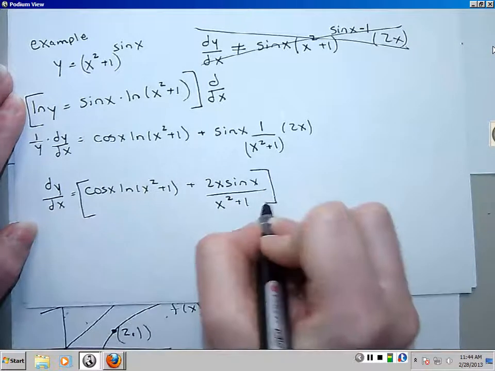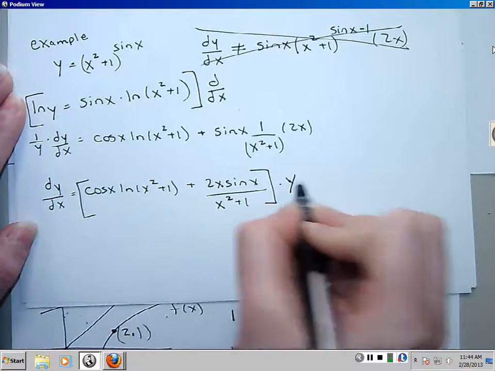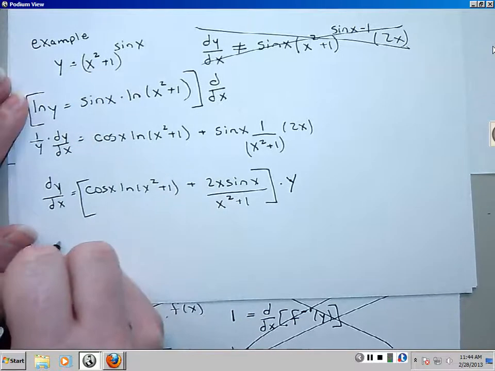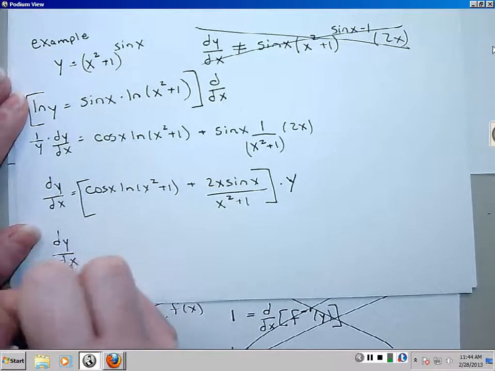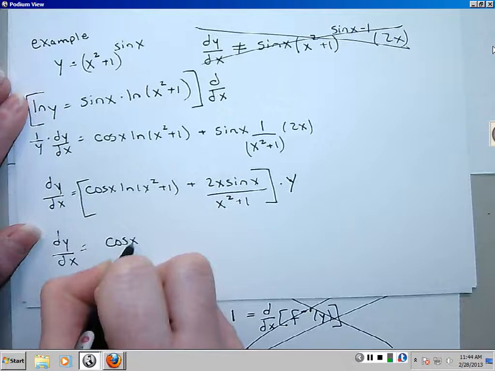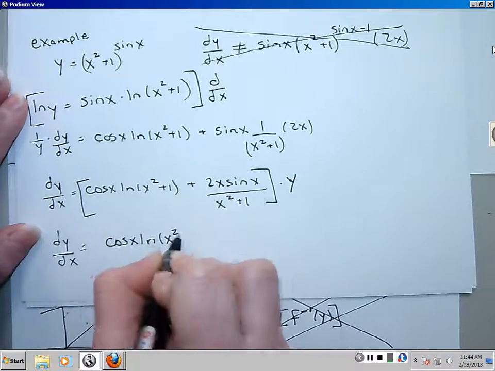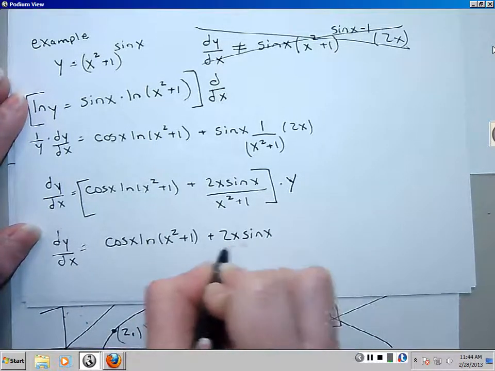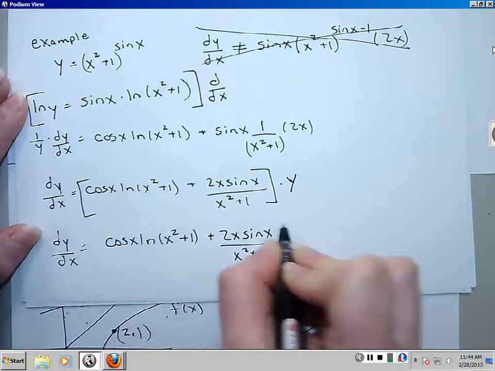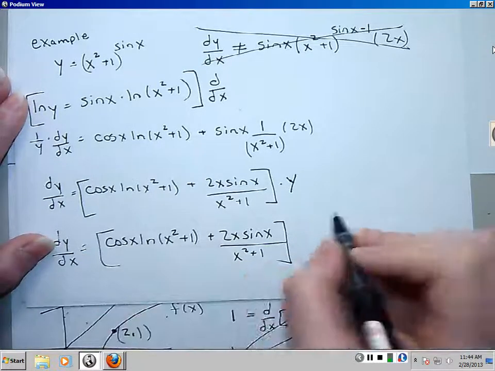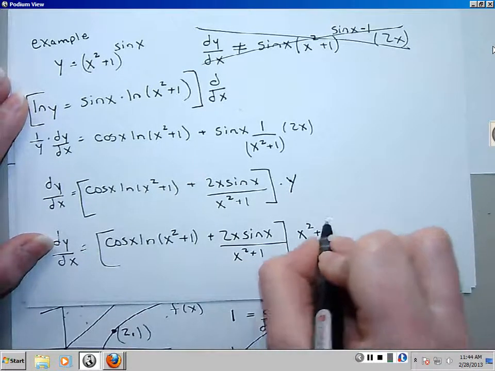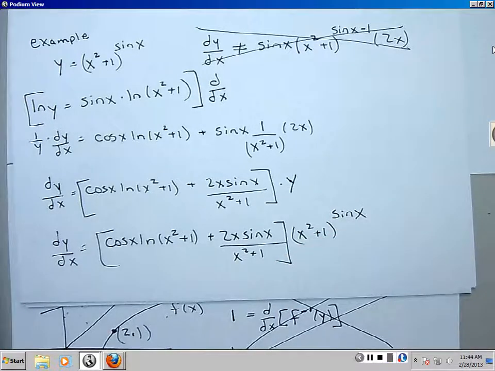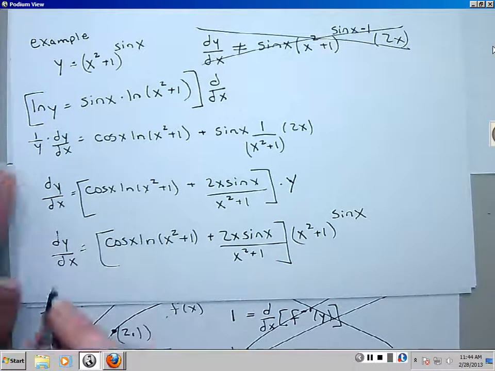multiplied by y. But y is a function of x, and we have that right here. So I write dy dx equals cosine of x ln of x squared plus 1 plus 2x sine of x over x squared plus 1, all multiplied by x squared plus 1 to the sine of x. And this is your answer.